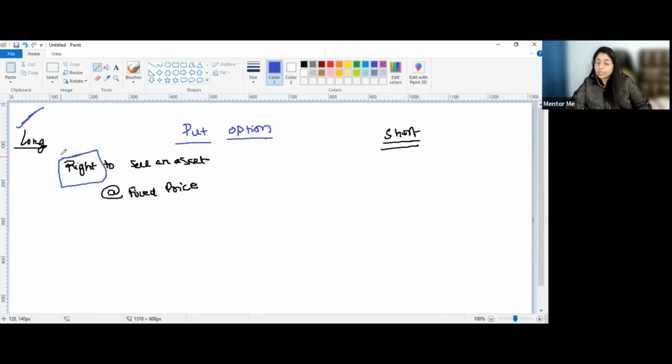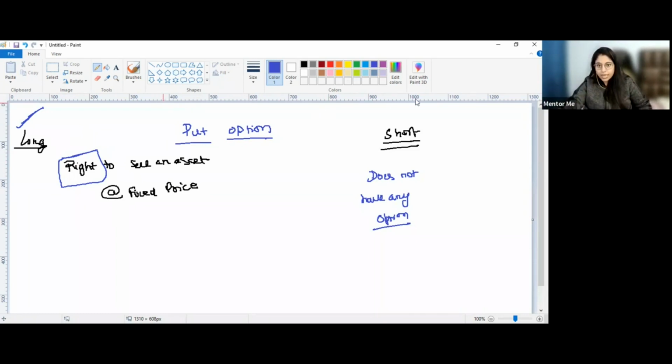ठीक है, तो long party को beneficial लगेगा तो वो sell करेंगे, नहीं तो नहीं करेंगे. ठीक है, but at the time of expiry, the short party does not have any option. The long party has an option. The short party will have an obligation to abide by whatever the long party chooses to do.